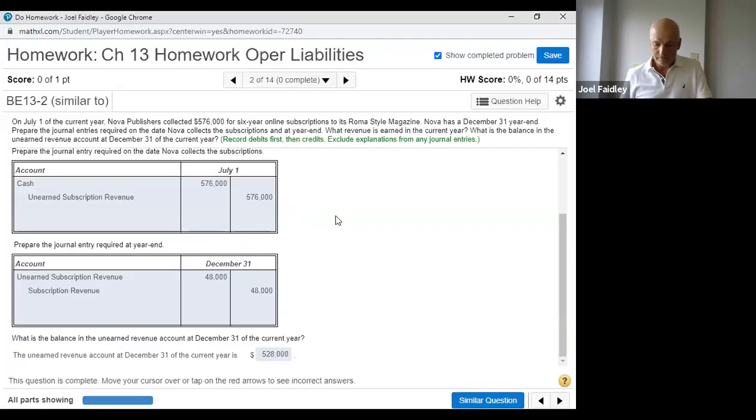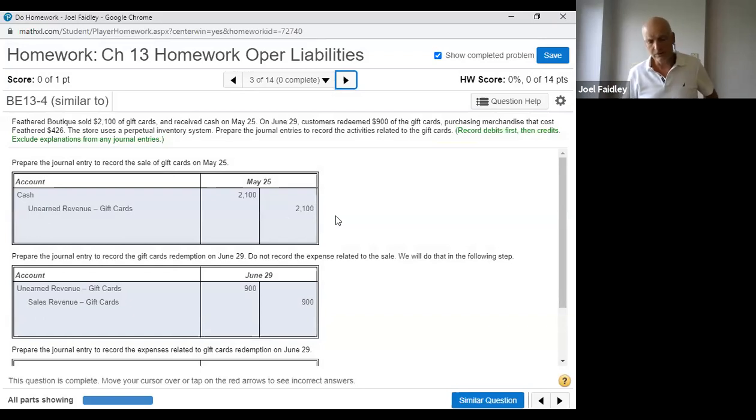Back to the homework. Number 2, that takes care of that, and there is the balance, 528. Just want you to see the flow of this and how the T accounts can help you as you move revenue that has not been earned from your balance sheet as a liability to your income statement. All right, number 3.